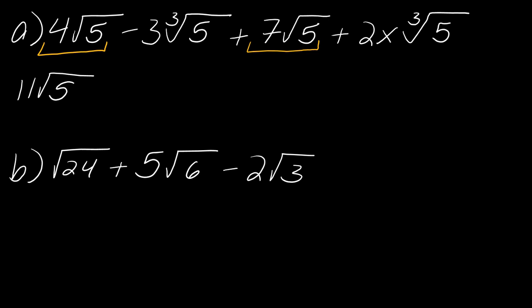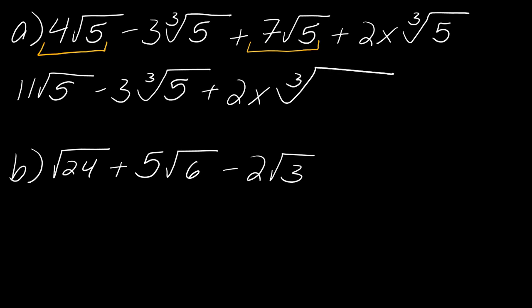Now, what about these other two terms? I have 3 cube root of 5 and 2x cube root of 5. Unfortunately, these are not like terms because this one has an x and this one doesn't. If I were trying to add this up, I would just have to let these trail off on the end, and that's just how it's got to go sometimes.